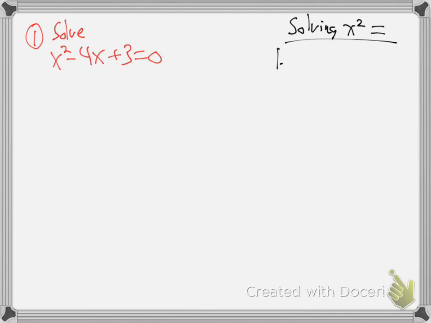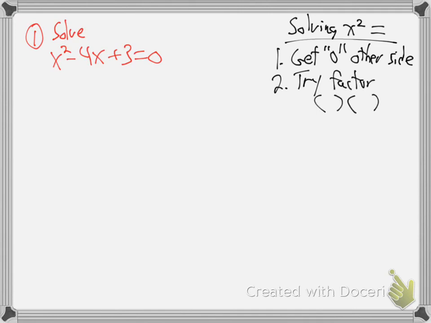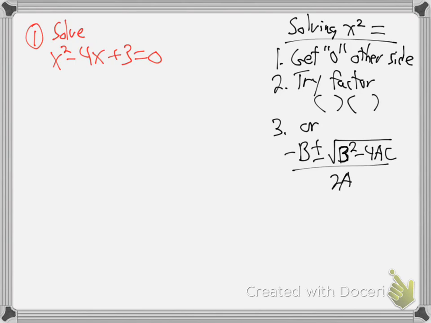Step 1, get a 0 on the other side. Step 2, try to factor, like with the parentheses. Step 3, or if it won't factor, which is mostly what's going to happen in this section, use the quadratic formula, which is negative b plus or minus the square root of b squared, that's b there, minus 4ac all over 2a. So there's the game plan for solving x squared equations.